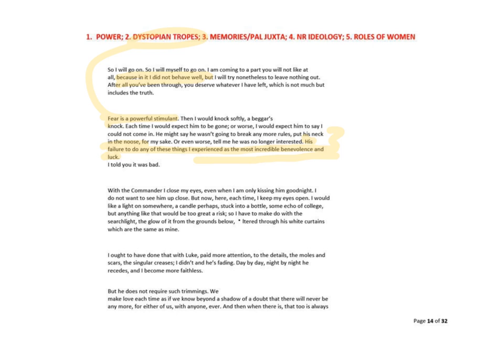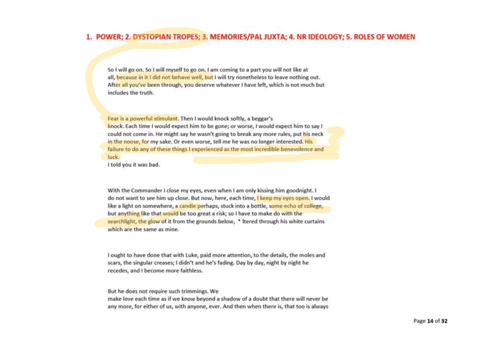Okay, right, here's the difference. "With the commander I close my eyes, but now here each time with Nick I keep my eyes open. I would like a light on somewhere, some echo of college." Okay, so there is a difference here between then and now. So there's like a romantic candle in a bottle, but what we have now instead is a searchlight. Not exactly Parisian romance in the spring, is it? "The glow of it from the grounds below, filtered through the white curtains." So this isn't a summer holiday or summer romance, is it?